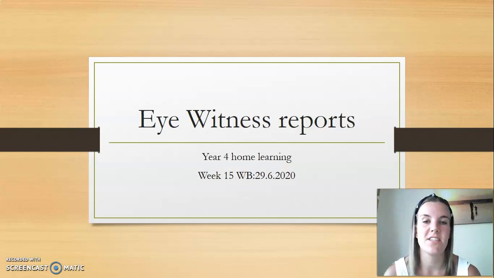Now that we've finished reading The Sheep Pig, and I hope you enjoyed reading that just as much as I did, we're now moving on to a different type of writing for a different genre. This week, we're going to be looking at eyewitness reports, and we're going to be writing a report based around a very extraordinary event that I'm sure you may know of from something that you may have read.